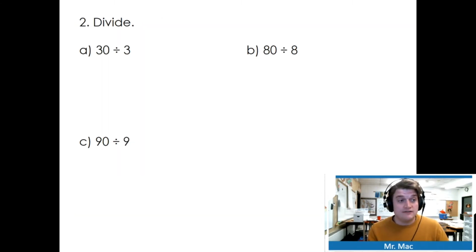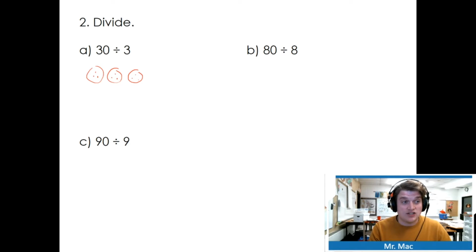Divide 30 divided by 3. Now, if we wanted, we could draw a picture of groups of 3. For example, 1, 2, 3, that's my first group. 4, 5, 6, and we could keep going until we reached 30, then count the number of groups. The problem with this strategy is it's starting to take a long time.